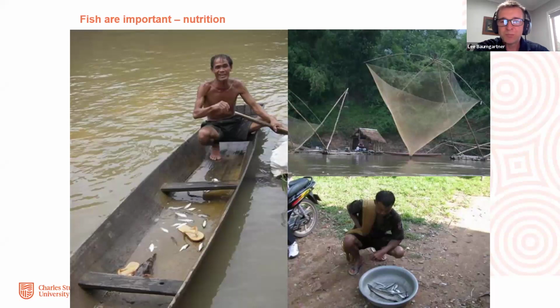Fish are a very important protein source for a large number of people living within that circle. It supports essential sources of protein and micronutrients. It is a large part of livelihoods. It supports income, which provides all sorts of benefits to many people in those areas.